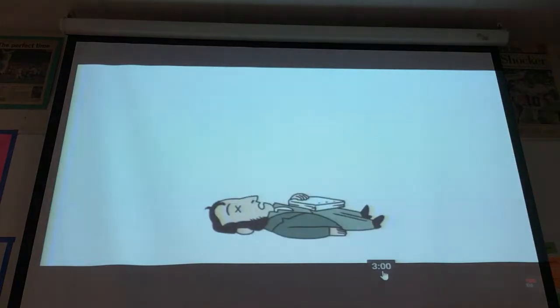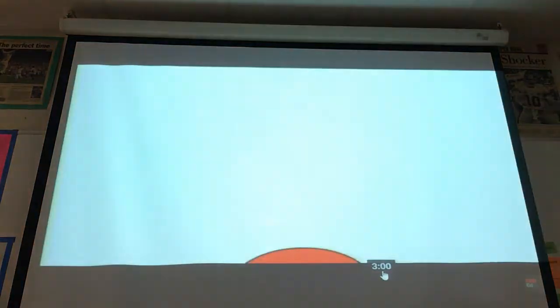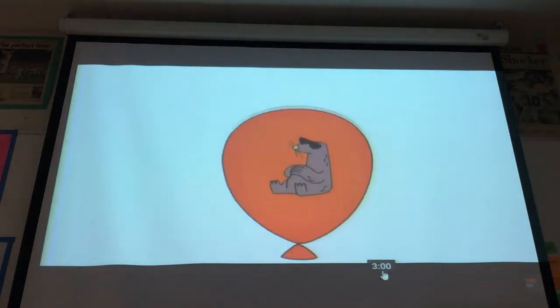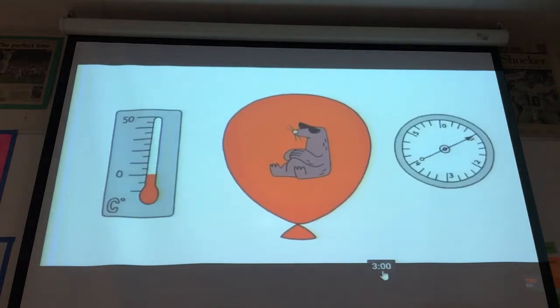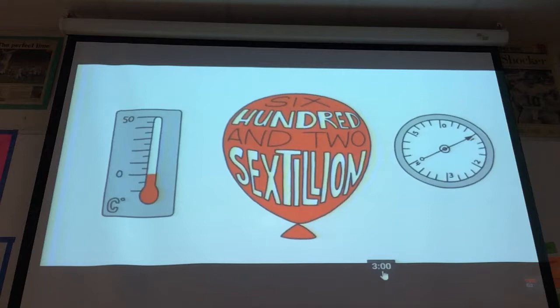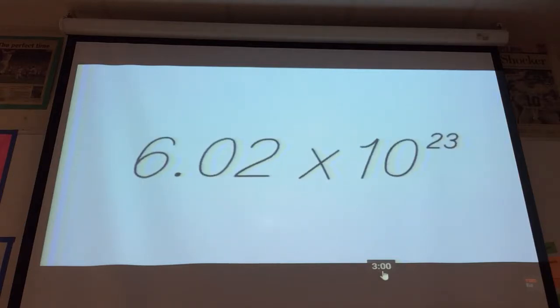Fortunately, Avogadro died in 1856. Now the thing is that the amount of particles in even small samples is tremendous. For example, if you have a balloon of any gas at 0 degrees Celsius and at a pressure of 1 atmosphere, then you have precisely 602 sextillion gas particles. That is, you have 6 with 23 zeros after it particles of gas in a container, or in scientific notation, 6.02 times 10 to the 23rd particles.